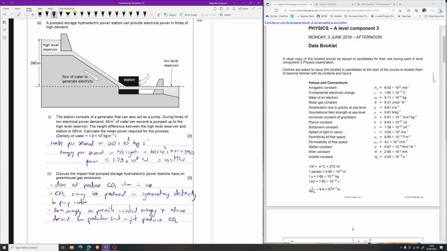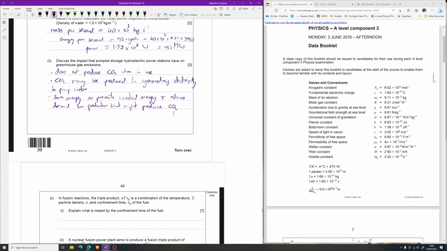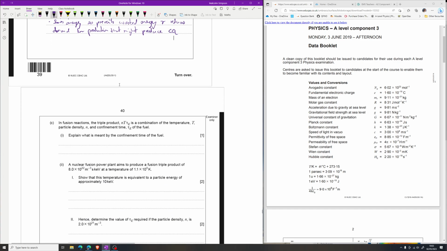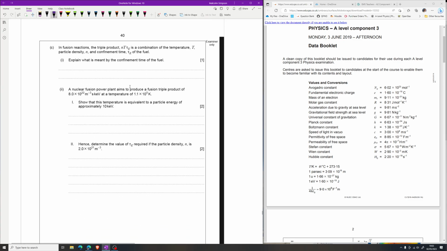Other things you might say, arguably, these things are made out of a huge amount of concrete, and concrete actually produces quite a lot of CO2. So maybe, when you're building it, you could argue that it produces a fair amount of CO2. To be fair, most power stations use quite a lot of concrete though, so I'm not sure if that's a good point.